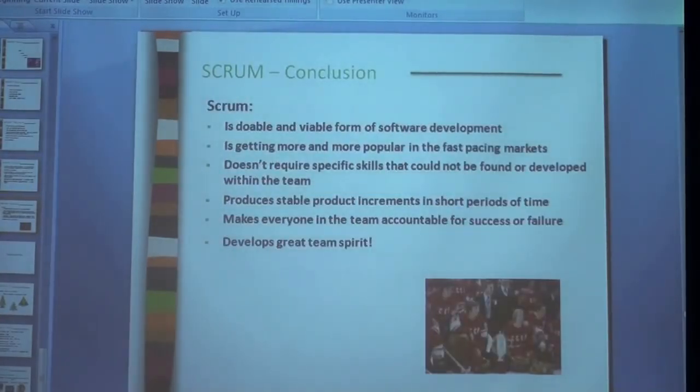So the conclusion for today's class is that Scrum is a doable and viable form of software development. And lately, in the last few years, I see more and more companies doing Agile just because of its benefits of incrementally delivering the potentially shippable product. It is very convenient. Doing Scrum does not require special knowledge, right? You just need to have good teamwork, and this can be found or developed within the team. So you do not have to go through any official or special training.